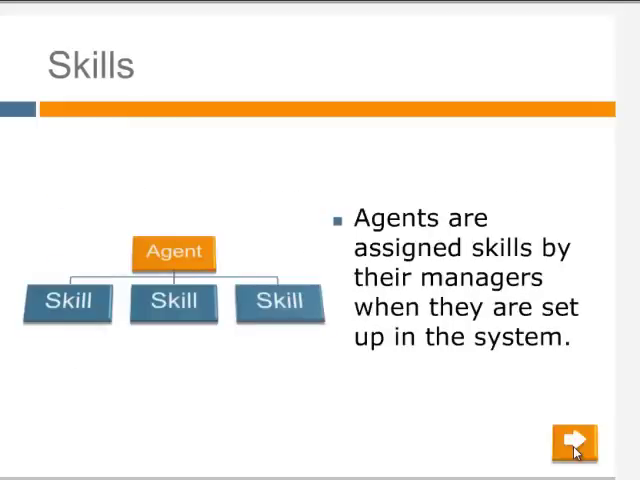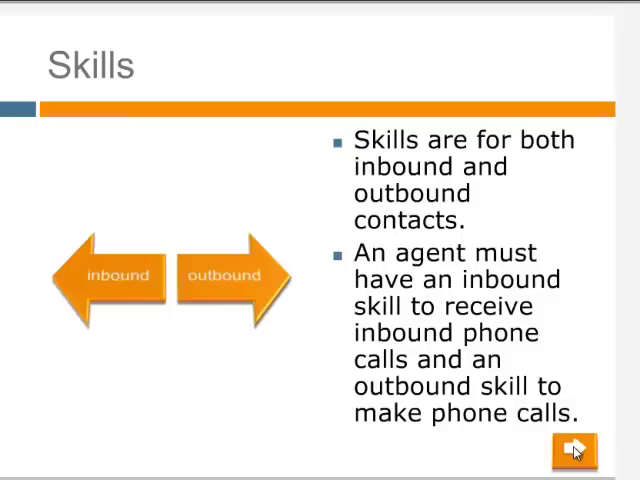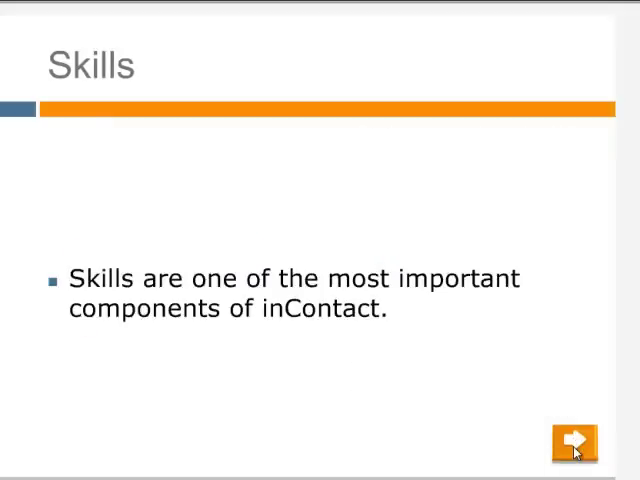Agents are assigned skills by their managers when they are set up in the system. Skills are for both inbound and outbound contacts. An agent must have an inbound skill to receive inbound phone calls and an outbound skill to make outbound phone calls. Skills are one of the most important components of inContact.